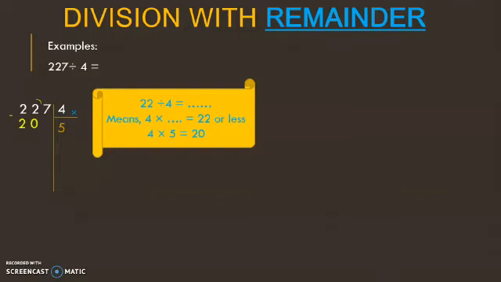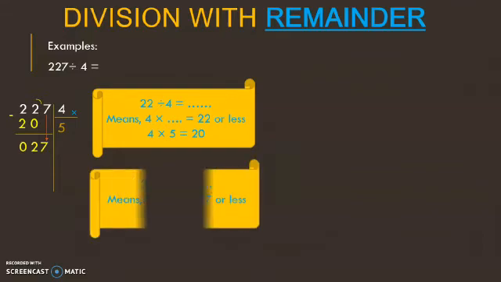Then sister, subtract. 2 minus 0 is equal to 2 and 2 minus 2 is equal to 0. Then brother, bring down the 7. After that I repeat. I divide.